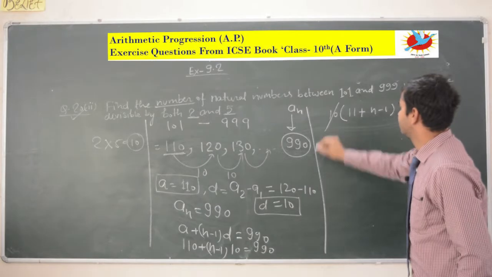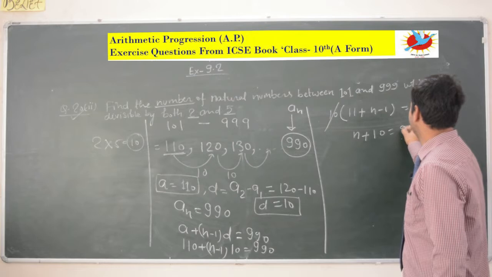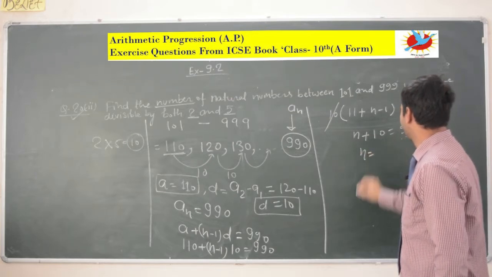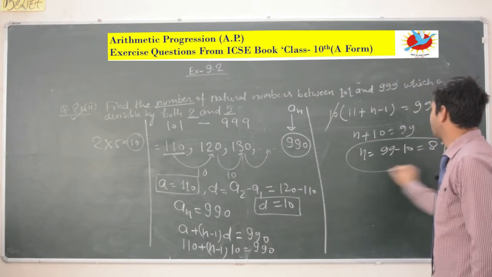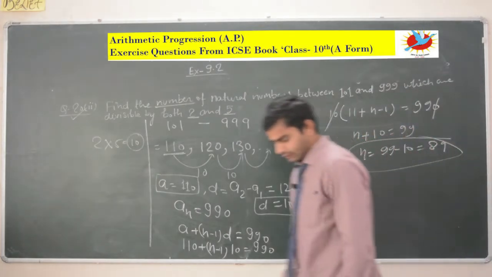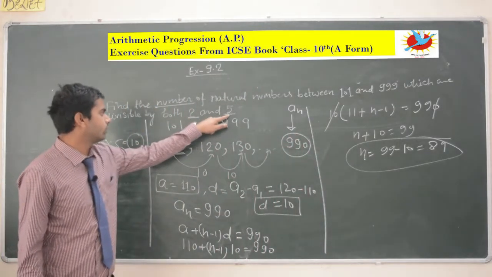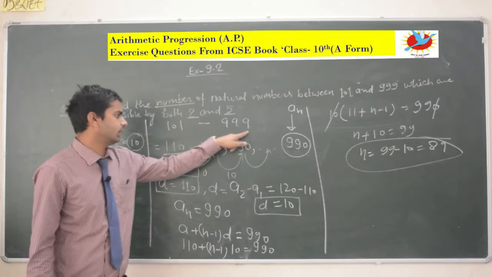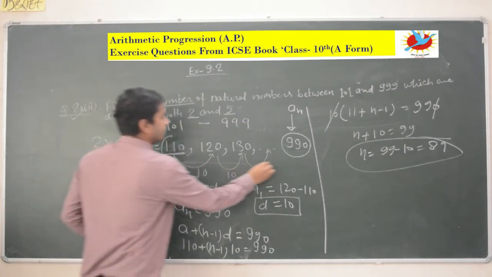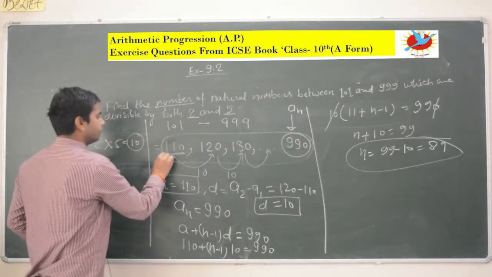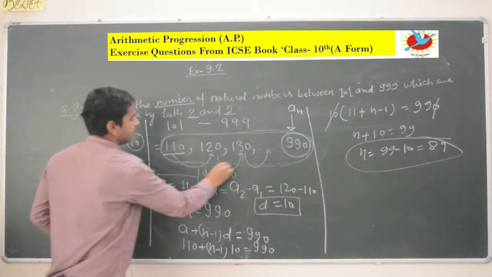This 0 and this 0 will get cancelled out, and we will get n plus 10 equal to 99, or we will get the value of n as 99 minus 10, that is 89. So n is equal to 89, that is, the numbers that will be divisible by both 2 and 5 between 101 and 999 are 89 terms. So here these terms are 89. If we ask how many numbers are in this sequence, a total of 89 terms are in this sequence.